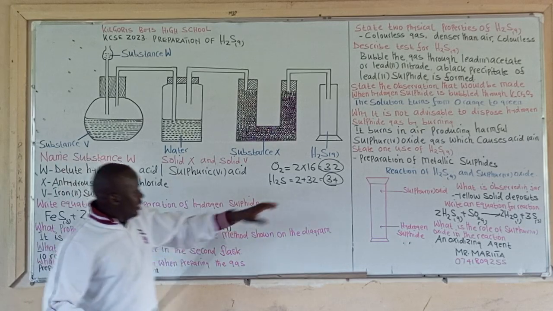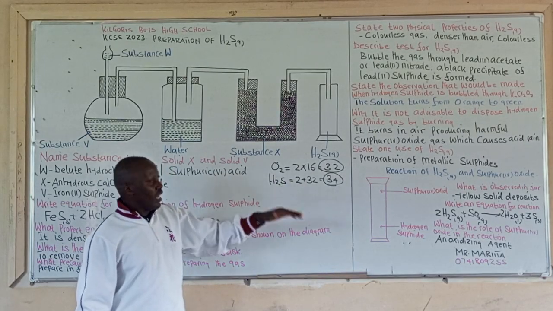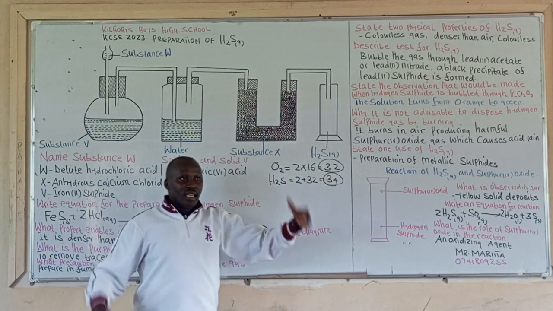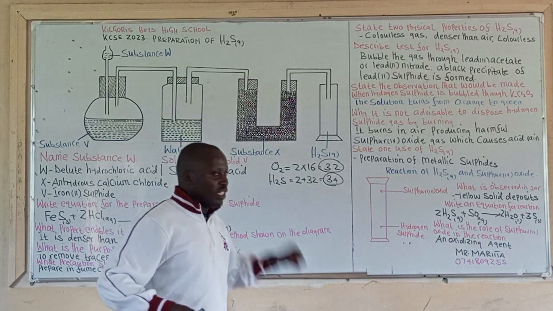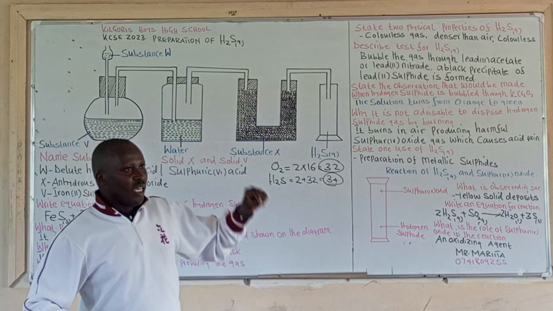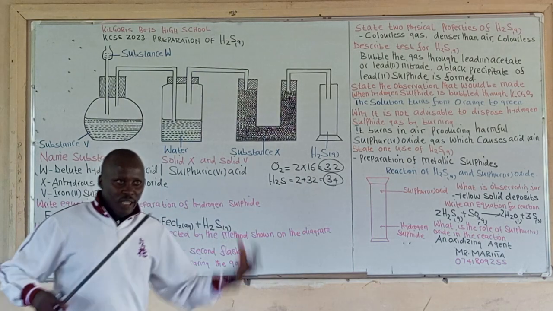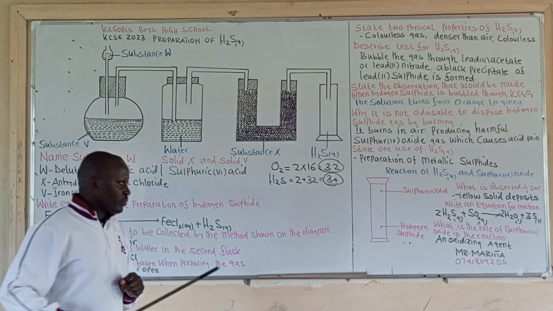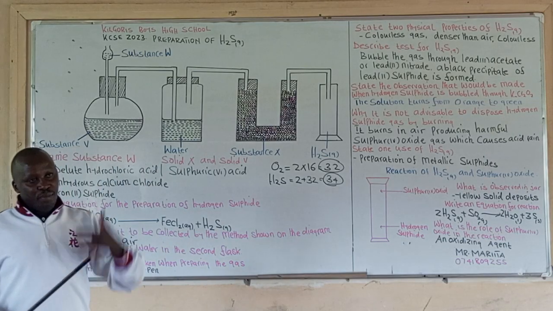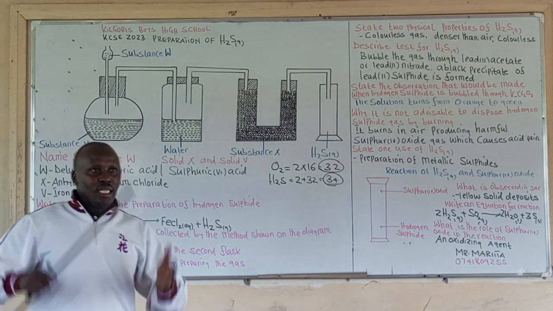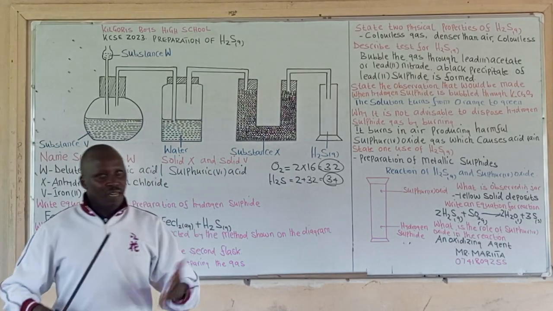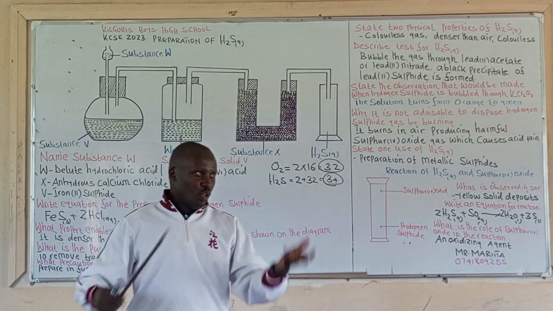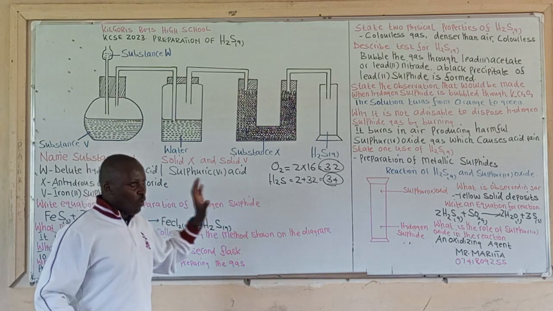So because the density of hydrogen sulfide is higher than the density of oxygen, that is why the gas is collected by this method shown here, which is the downward delivery method or the upward displacement of air. If the gas can be collected over water, then it must be collected over warm water because the hydrogen sulfide is fairly soluble in cold water.